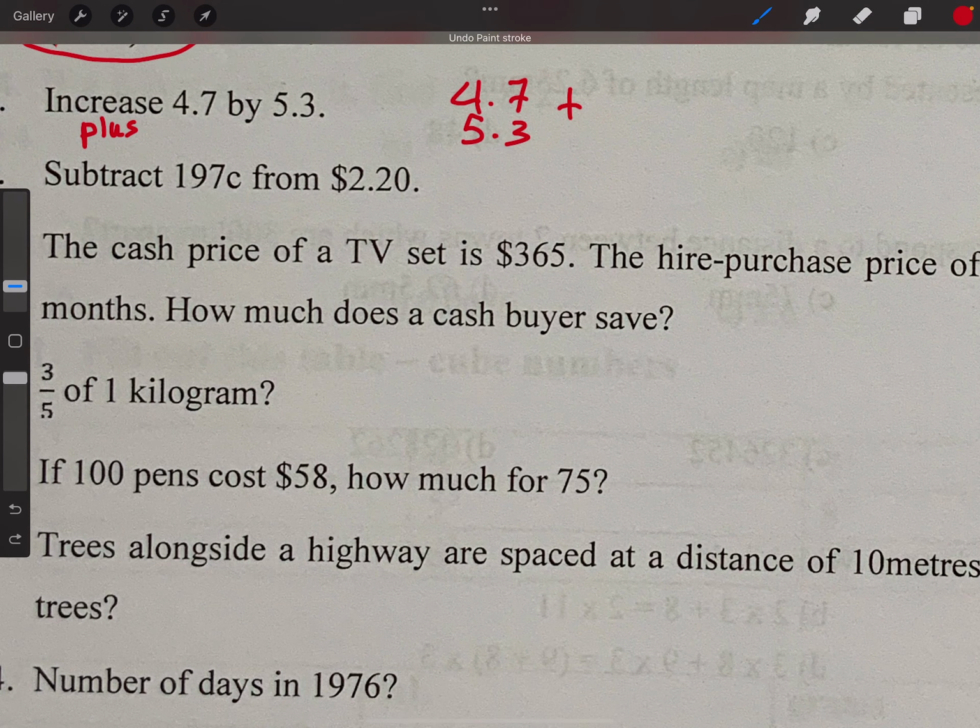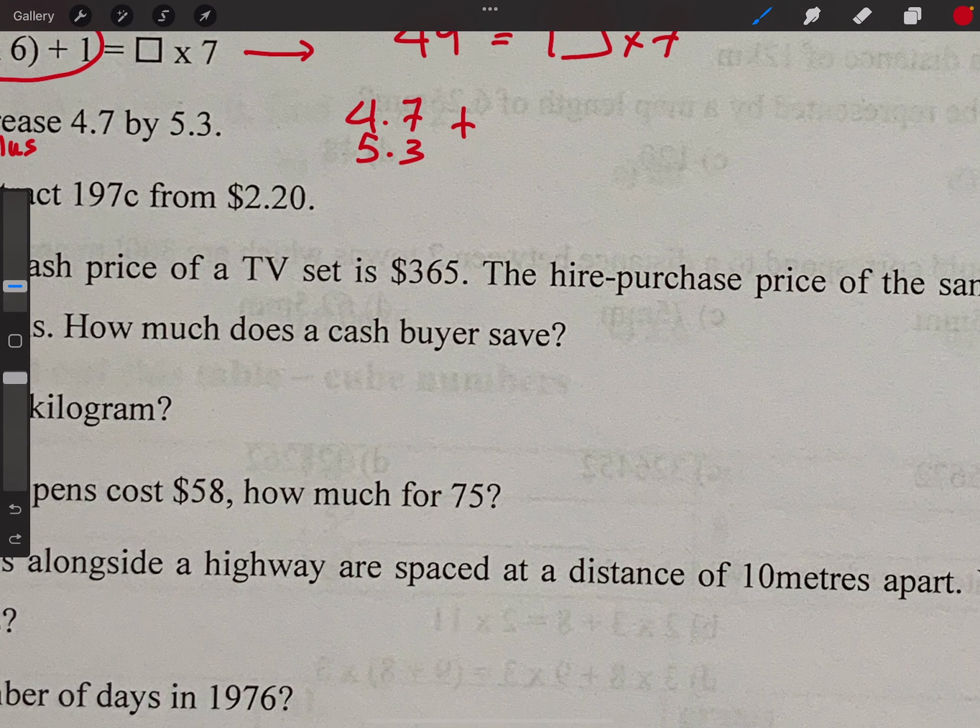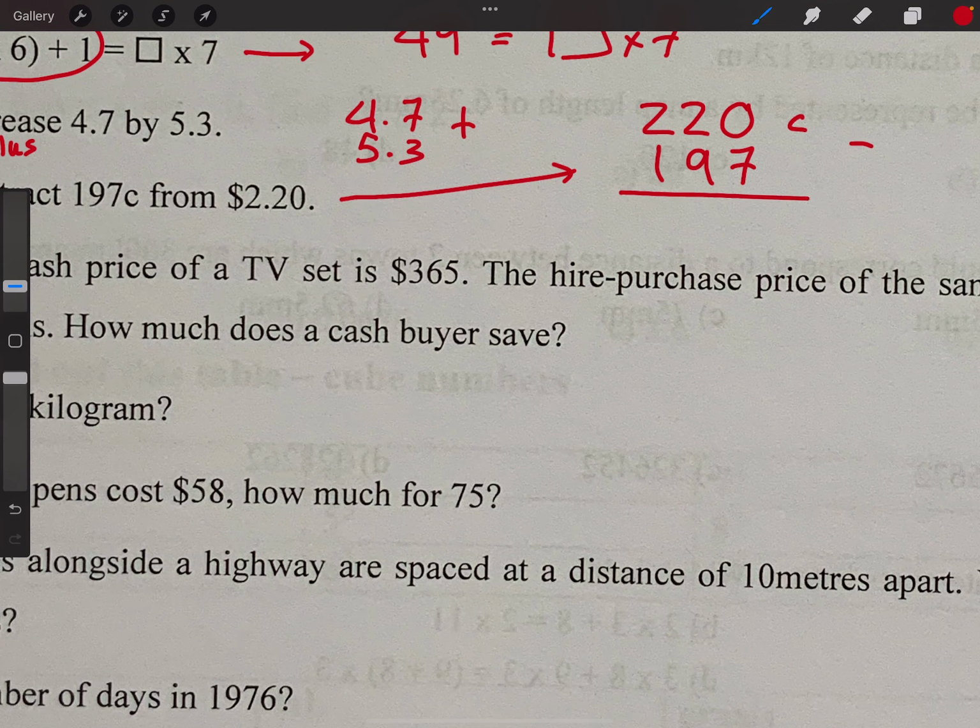Subtract 197 cents from $2.20. These are not the same units. $2.20 is the same as 220 cents. So we're going to take away 197 cents. You see, I made them both into cents. Now you can work it out.